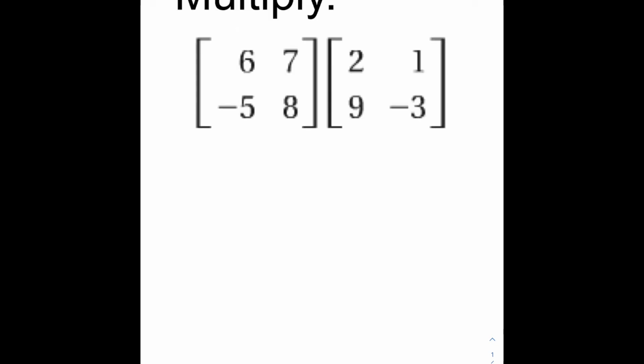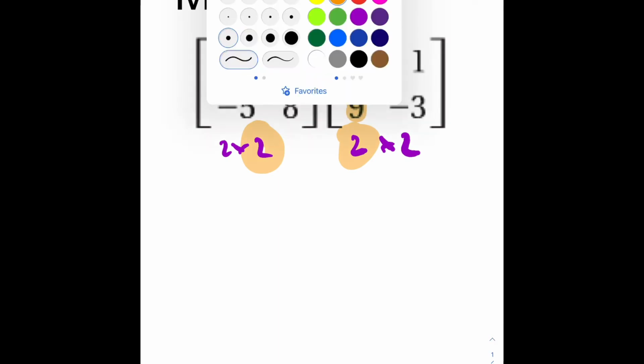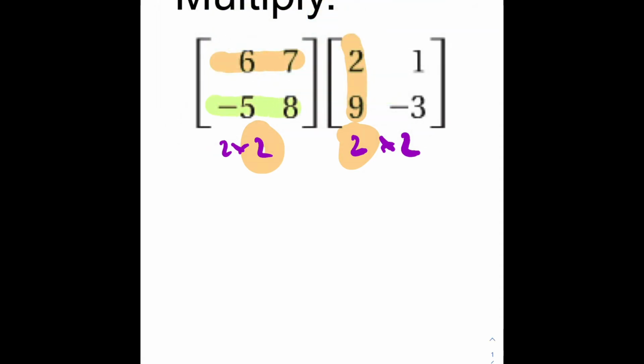All right, when I'm looking at multiplying, the first thing I have to do is check my rows and columns. This is 2 by 2. This is 2 by 2. These two are the same. Therefore, yes, I can multiply. And what I'm going to do is take my first row in matrix 1 and multiply it by my first column in matrix 2. And then I'm going to take my second row in matrix 1 and multiply it by my second column in matrix 2.